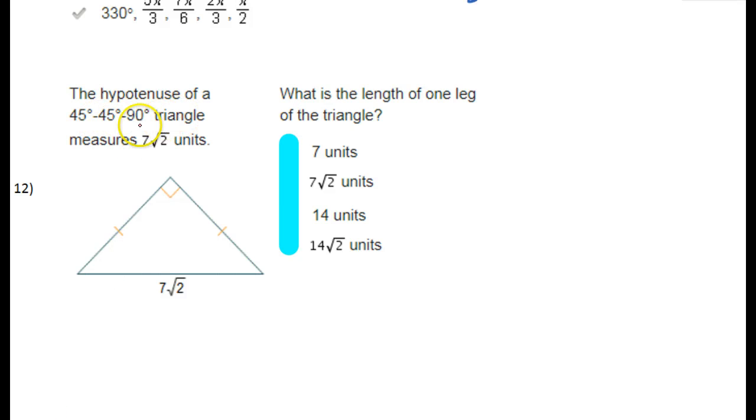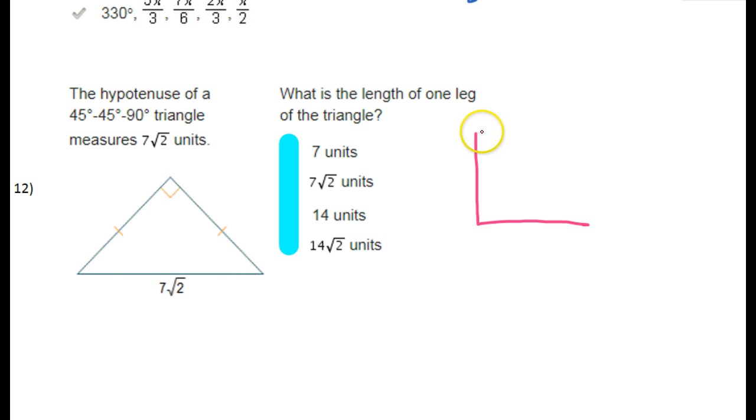The hypotenuse of a 45, 45, 90 triangle is 7 radical 2. What is the length of one leg of the triangle? So you really should memorize the pattern of a 45, 45, 90 triangle and a 30, 60, 90 triangle. Let's look at those two patterns really quickly right now.